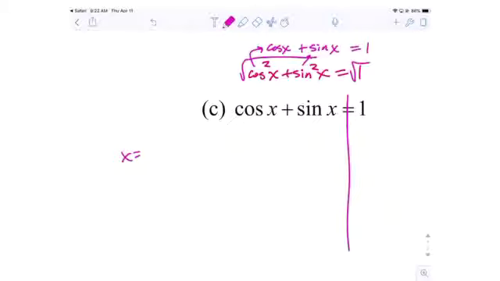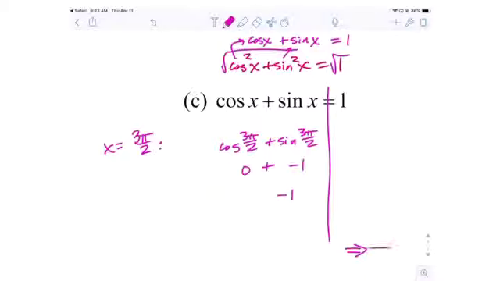3 pi halves? Sometimes it's a little bit dangerous to choose quadrantal angles, but we'll see. If you get it to be true and you suspect that it's not, just choose a different one the second time around. Cosine of 3 pi halves plus sine of 3 pi halves. Does that equal 1? Well, cosine of 3 pi halves is 0. Sine of 3 pi halves is negative 1. Does negative 1 equal 1? I don't think so. Now, if you would have chosen 1 pi halves, you would have got 1 equals 1. If you would have chosen 0, you would have gotten 1 equals 1. So 3 pi halves was a good choice.